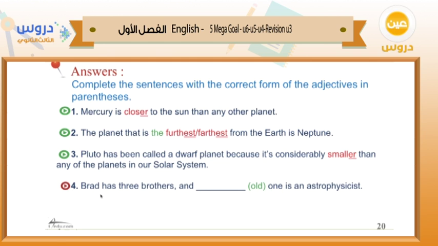Number 4, Brad has 3 brothers and old one is an astrophysicist. So here, what do you think the form is? Is it comparative or superlative? Old, here one among 3. So it's the superlative of the short adjective. Brad has 3 brothers and the oldest or the eldest, we can say oldest or eldest one, is an astrophysicist, right?